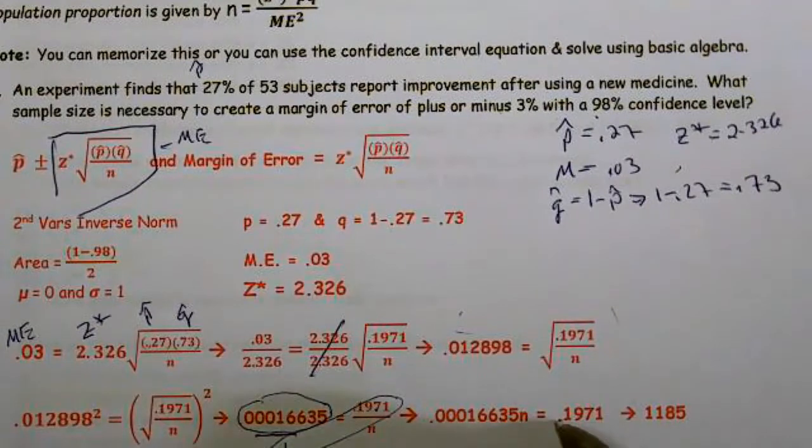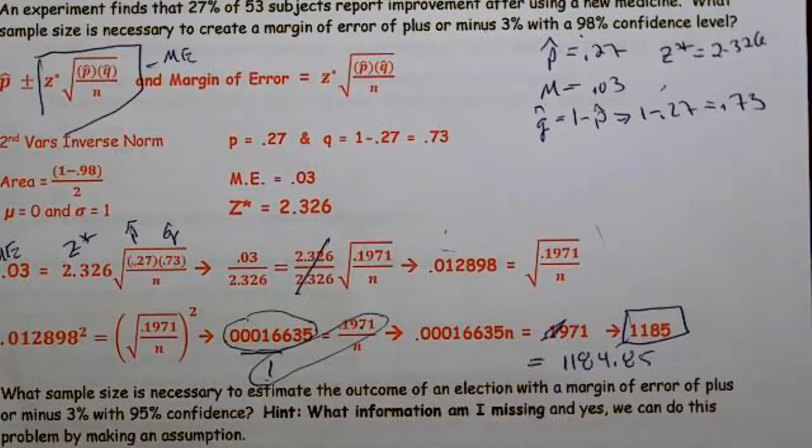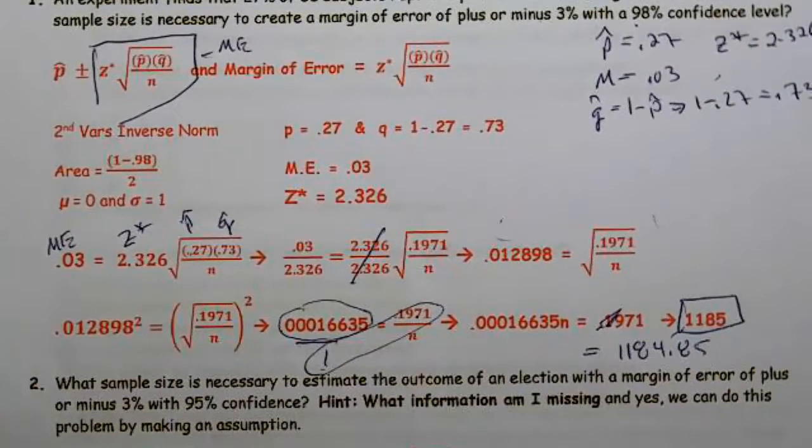And I get 1184.85, right? So equals 1184.85. Always, every single time when we're doing these, round up. This naturally rounds up, but even if it had been 1184.1, we still round up. So this is a situation where we always have to round up.